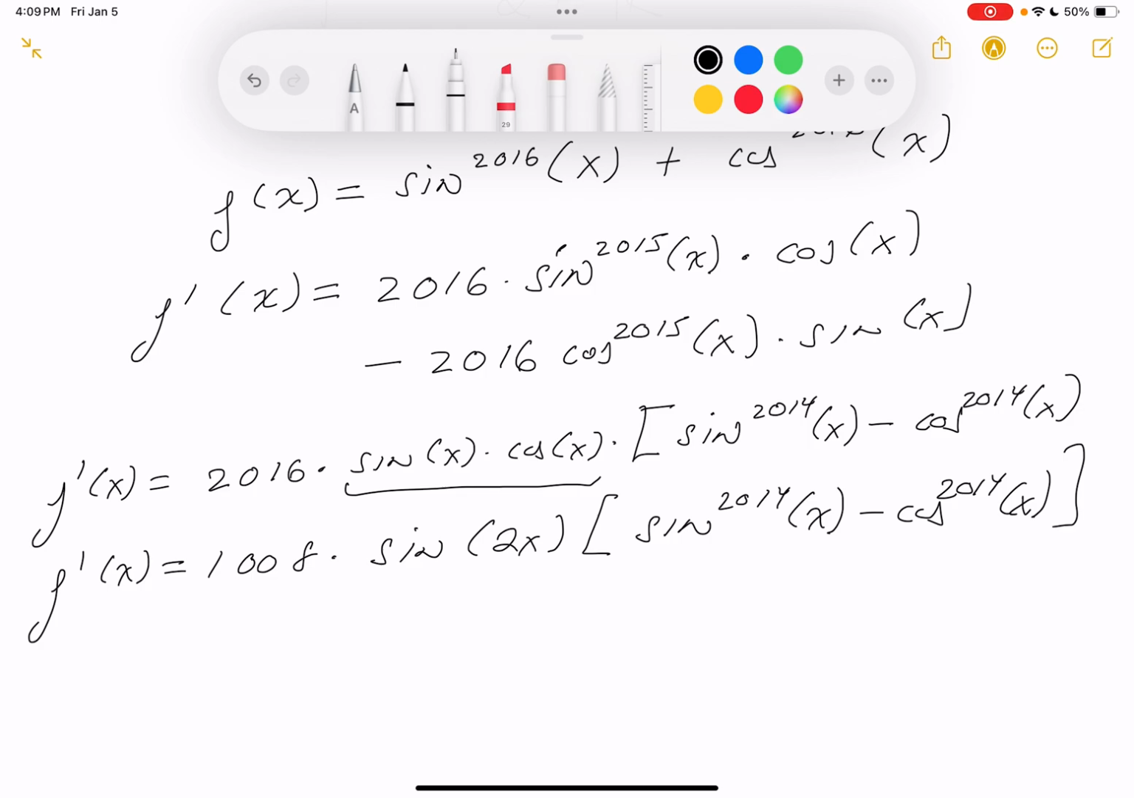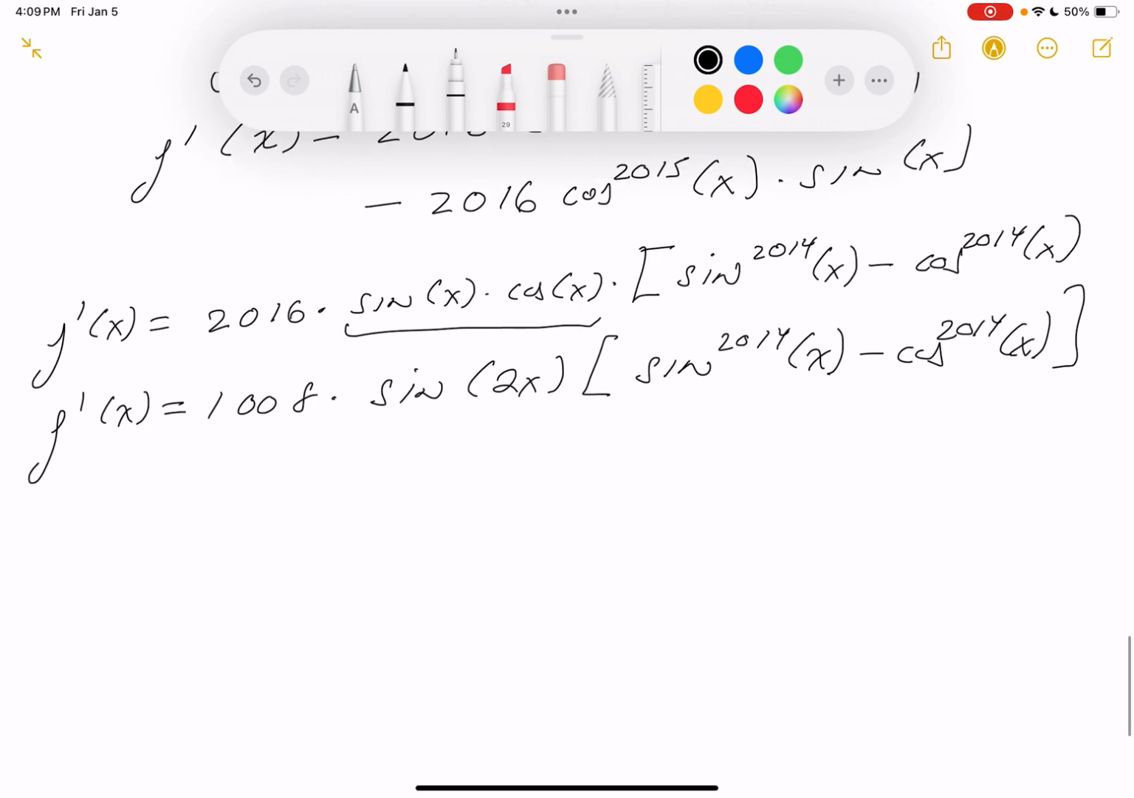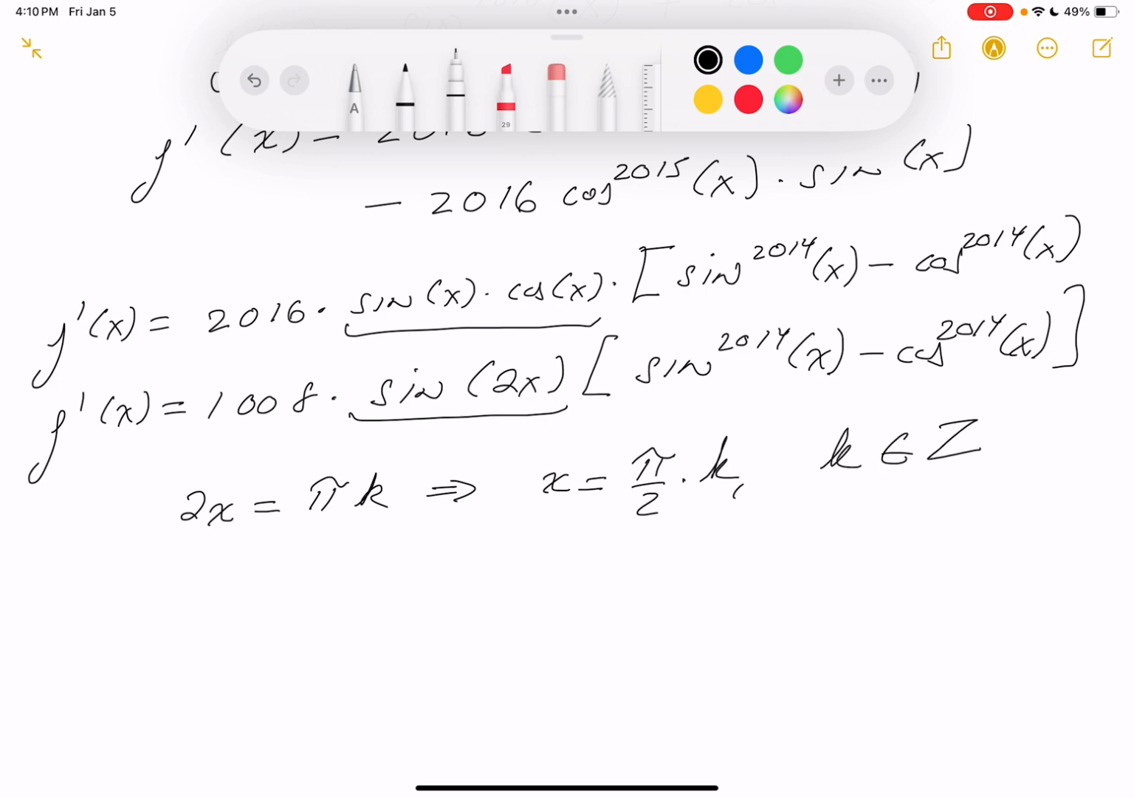So let's take a look at that and see if I can figure out the critical numbers now. And I'm going to say, this one might be easy to do. So I'm going to put this over here, 2x. Where that becomes 0 would be 0 plus pi k. So that one's not bad to do. So I'm going to say x equals pi over 2 k, with the understanding k could be any integer. All right, that's a critical number, by the way.